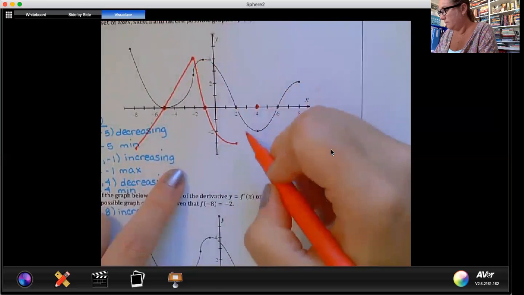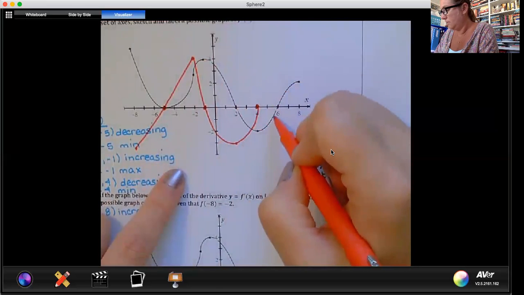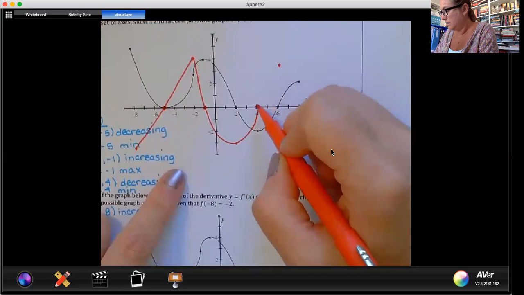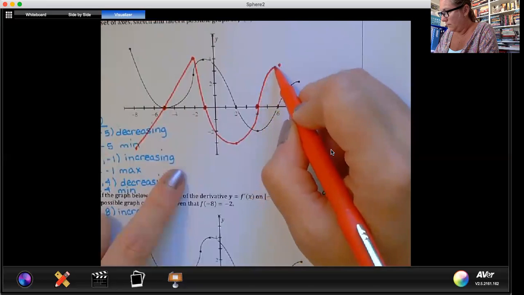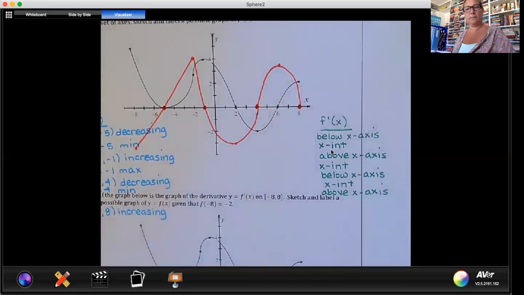We're going to go up to 4. Here's another x-intercept from decreasing to increasing. And then we're going to end up at 8. So there is a little bit of an analysis there to help us draw our graph. Now, will they all look exactly the same? They will not. That's just the one that we created there.